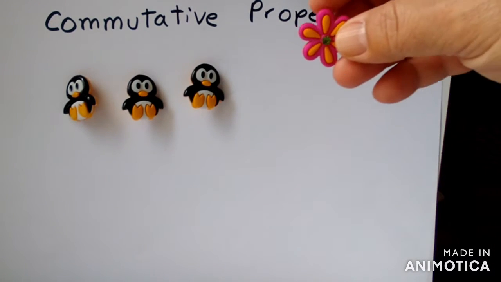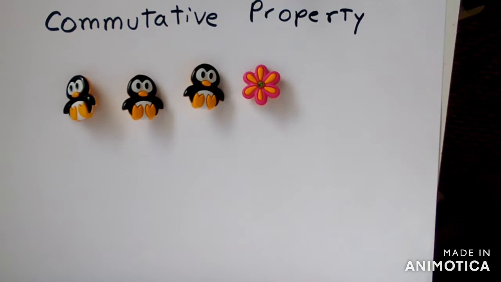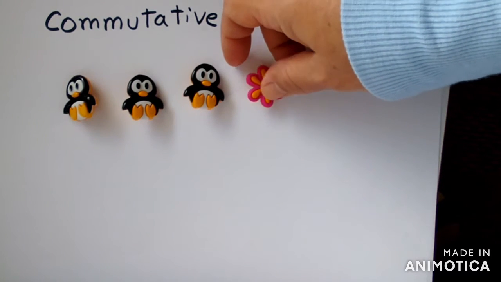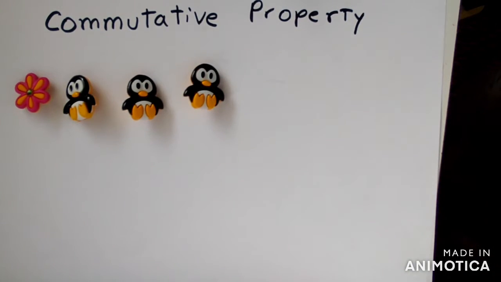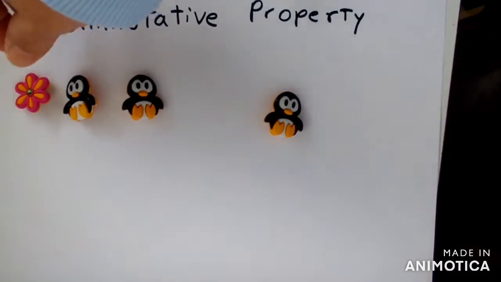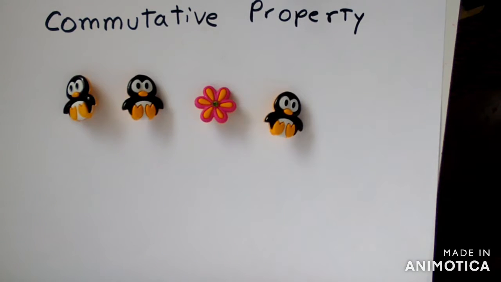Commutative property. To commute is to switch places. So right now I have 3 penguins and 1 flower. If I move the flower to the front, it's still 3 penguins and 1 flower. What if I move the flower here? It's the same thing, just in a different place. Commutative property. Commute, change places.